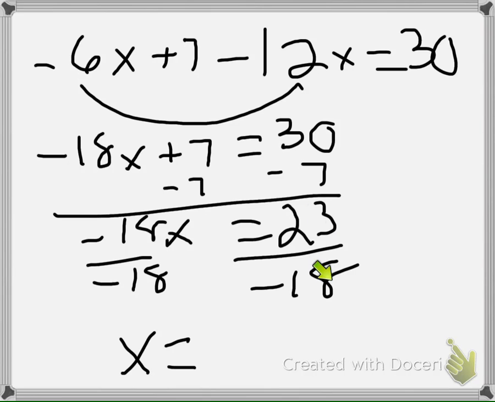Over here, -18 can go into 23 1 time, it's a negative because a positive divided by a negative is a negative always. And there's going to be 5 left over out of 18. You probably wrote -1.27 repeating, but in fraction form it's -1 5/18. And that's it.